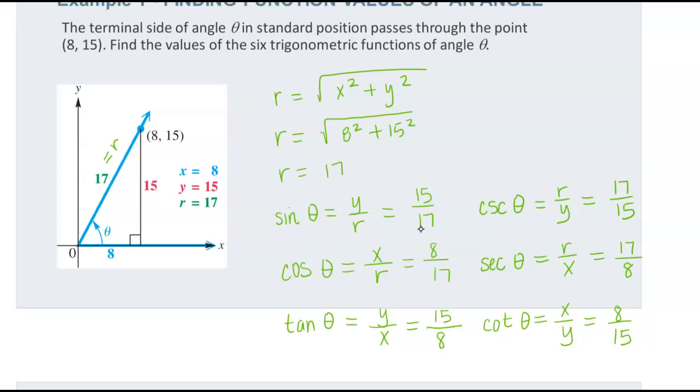A common mistake that students make when they first start learning about trig functions is that they think that these two are reciprocals and they think that these two are reciprocals because they both start with a C and they both start with an S. So this is just a note to remember that sine goes with cosecant and cosine goes with secant.